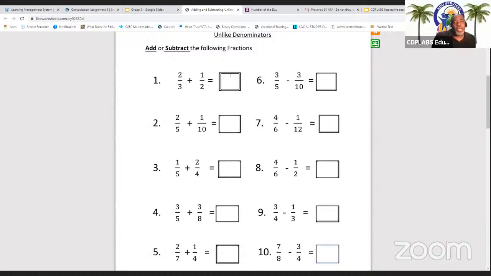All right, let's go. I'm going to show you my method, and I'm going to show you your method. So here's my method. What I would do, I would draw one rectangle, divide it into 3 parts first, then shade 2 out of it.